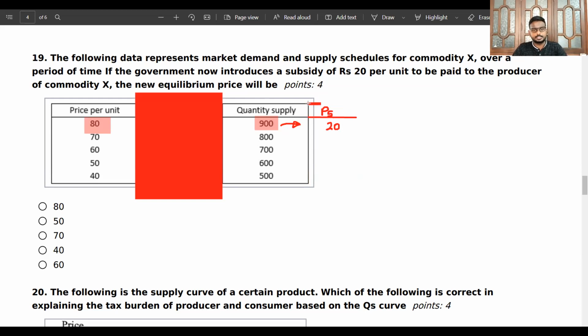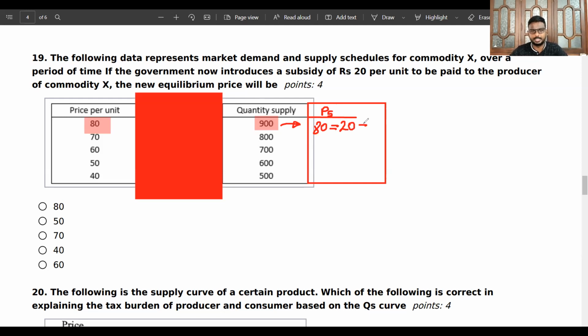That means the producer needed how much to supply 900 units? Only 80 rupees to supply 900 units. Out of that 80, 20 rupees comes from the government. And the producer required how much? The producer required 80 rupees. Right? The producer required 80 rupees.